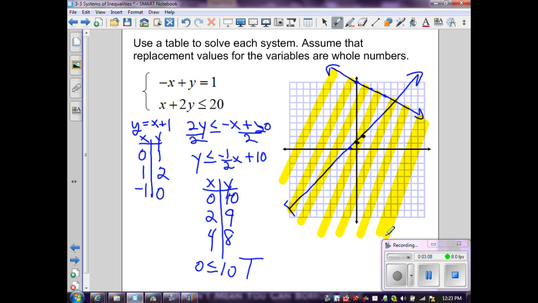The line here represents all solutions for the equation. But to solve this system, I need to find where the shading and this line intersect. And it will intersect from this point down, representing all points below this point on the equation line.